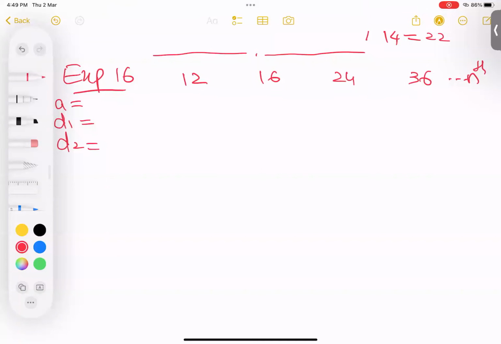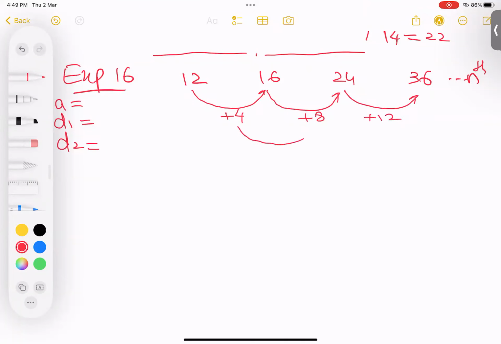Yes, student, you took a reasonable time. Now I'm starting this question. All of you get ready. First of all, I check it. What is this gap? 12 plus 4, I get 16. 16 plus 8, I get 24. And 24 plus 12, I get 36.